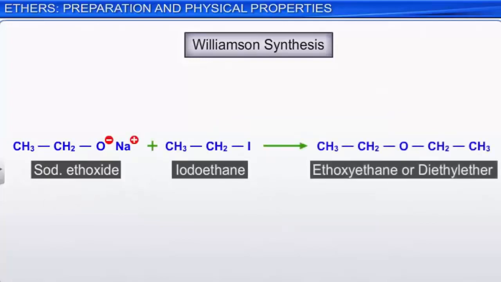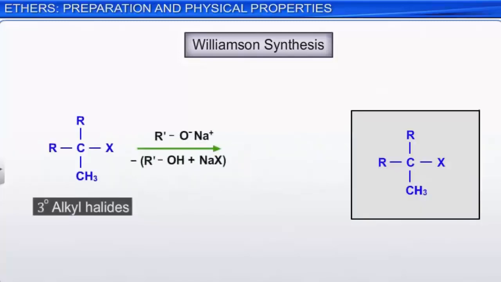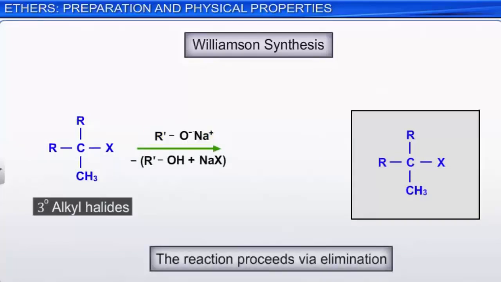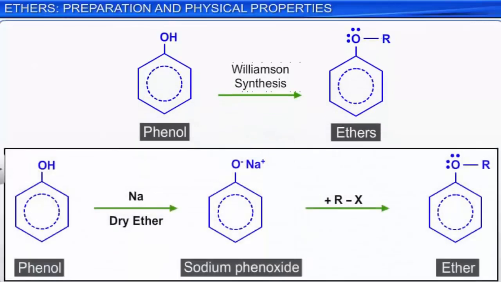If secondary and tertiary alkyl halides react with alkoxide, then the reaction proceeds via elimination. The tertiary alkyl halide reacts with alkoxide to form an alkene as the main product. The Williamson synthesis can also be used to convert phenols into ethers, as shown here, by means of phenoxide ions.